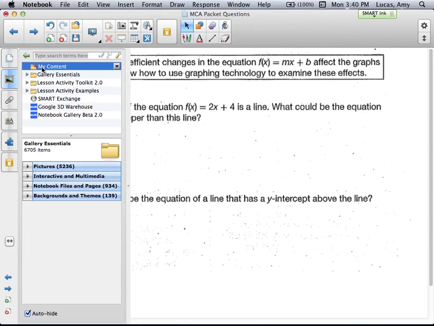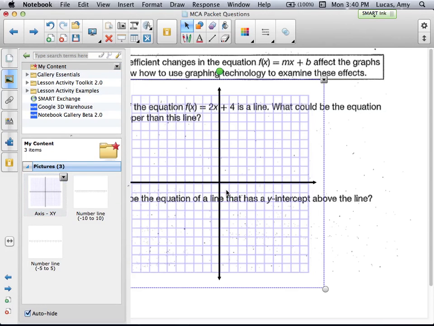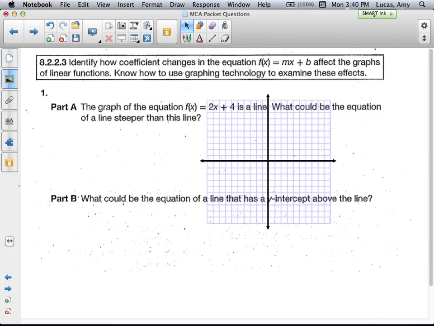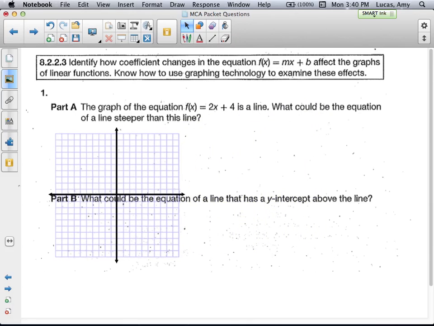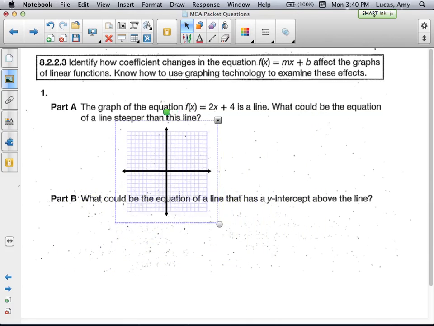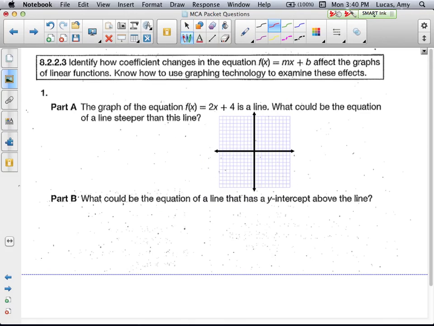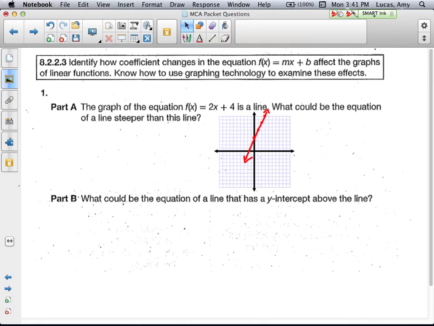Okay, this is a very good question. In order to answer it, I am going to graph the line. Let me shrink it down a little bit more. Okay, so f of x equals 2x plus 4 has an intercept of 4 and a slope of 2. So I'm starting at 4 on the y-axis, and I'm going to go up 2 over 1 to draw my line. So here is f of x equals 2x plus 4.